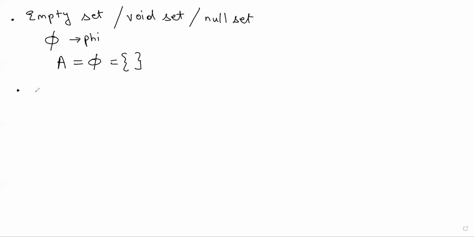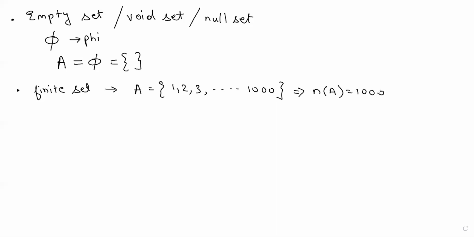Another type of set would be a finite set. Now, a finite set is something where the number of elements is finite in nature. So say A is a set whose elements are 1, 2, 3 till 1000, all natural numbers from 1 to 1000. I can easily say for this particular set, n of A is equal to 1000. So you'll always get a specific finite number over here. So the number of elements of such a set is finite in nature.